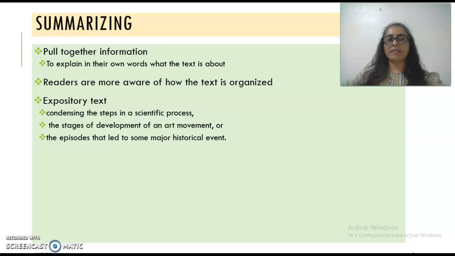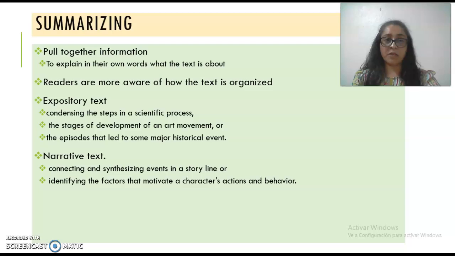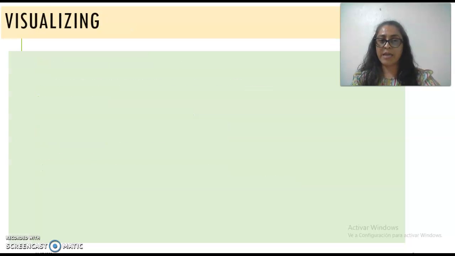a way of summarizing is that you condense steps in a scientific process, the stages of development of an art movement, or the episodes that led to some major historical events. When you have all these texts that are telling you about history, about a scientific experiment. In narrative text, well, when you summarize, you connect and synthesize events in a storyline, or you identify the factors that motivate characters, actions, and behavior.